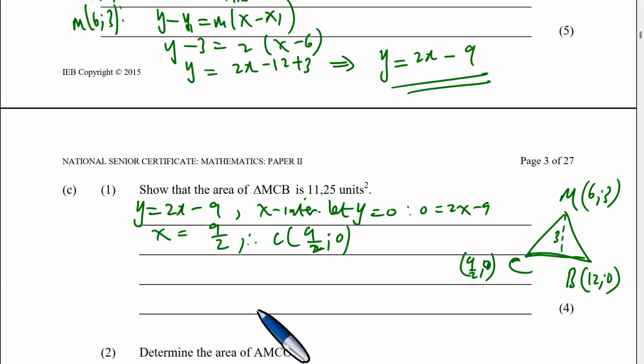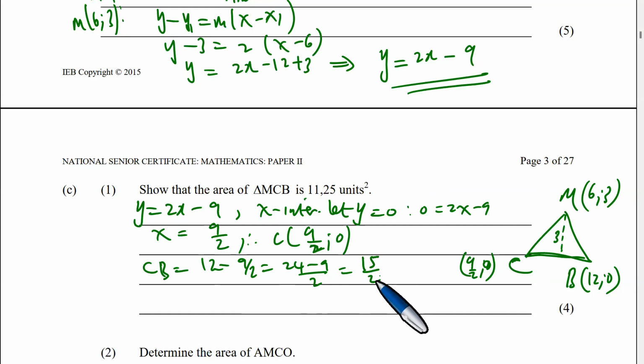Right, so which means therefore, what do we have here? So what is CB? CB, the distance between C and B, you can easily get because y is 0, so you can just subtract the x components, 12 and 9 over 2. And then you have 2 by 12, which is 24 minus 9 over 2. What is 24 minus 9? It is 15 out of 2. And 15 out of 2 is like 7,5. So we have already got that, the base, right?